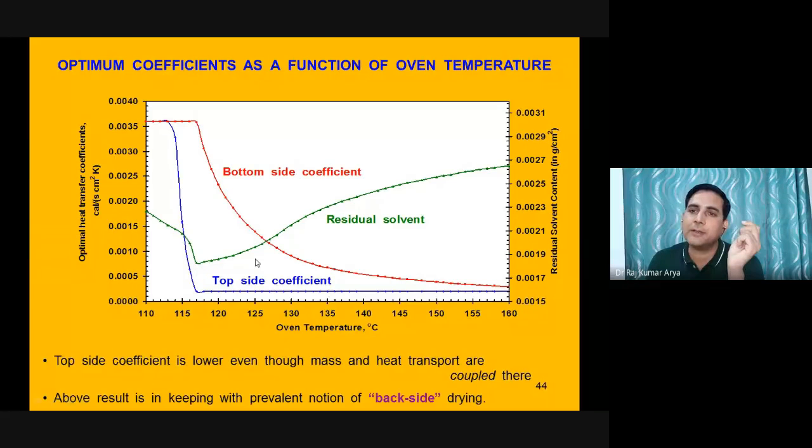After that, it is again further increasing. It means I have several local optimum values of the residual solvent and corresponding heat transfer coefficient, but I have only one global optimum, which is nearly at 108.16 degrees Celsius or something. For that, this is my corresponding top side heat transfer coefficient. This is my corresponding bottom side heat transfer coefficient. So you got previously a local optimum, now you got a global optimum.